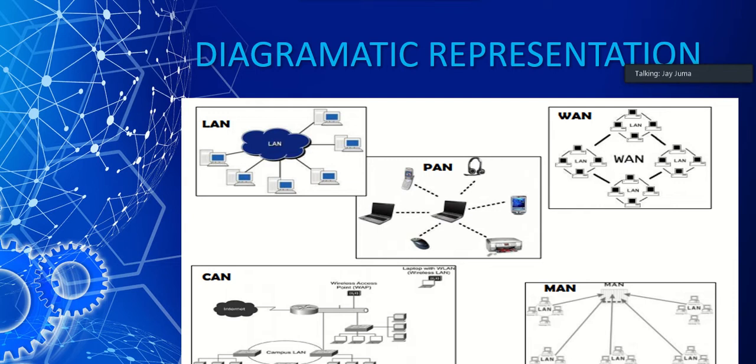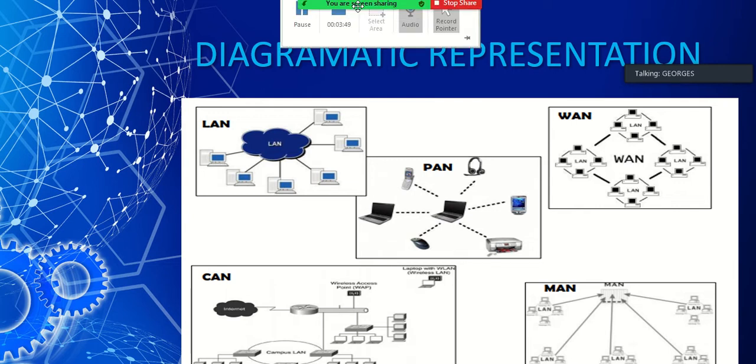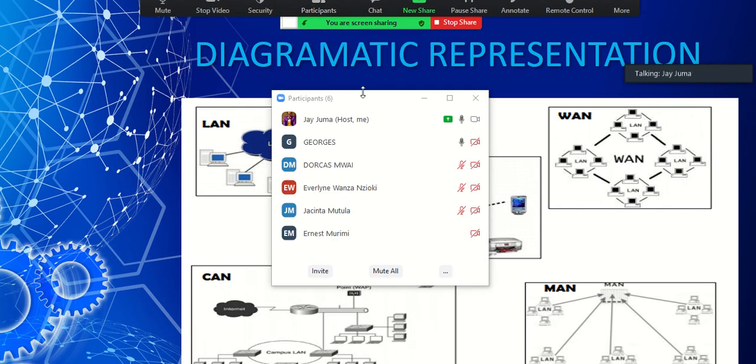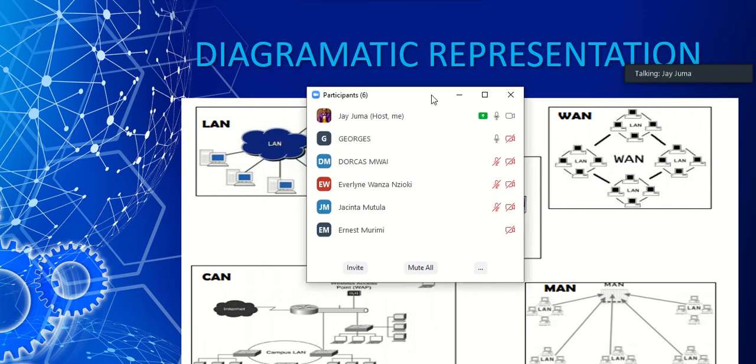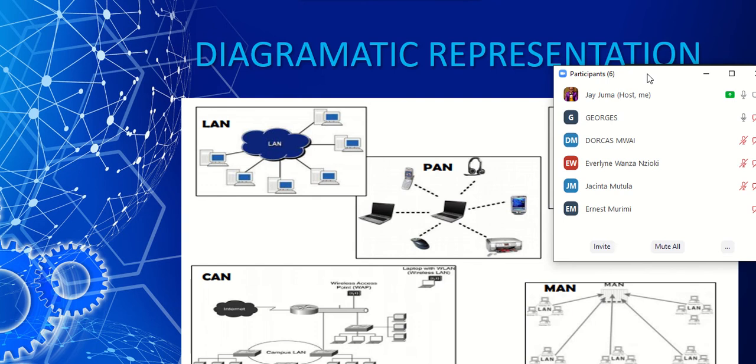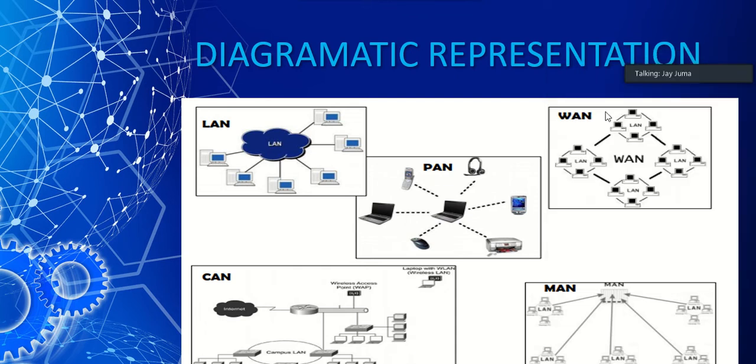George? Yes, teacher. What do you understand by a campus area network? I think it's a network in a university like ours, or in a campus. Yes, that is very nice. A network that may be formed in a university setup, or even in a military organization. When we have such a network, then we are forming a campus area network. Then we have a metropolitan area network that I explained earlier.